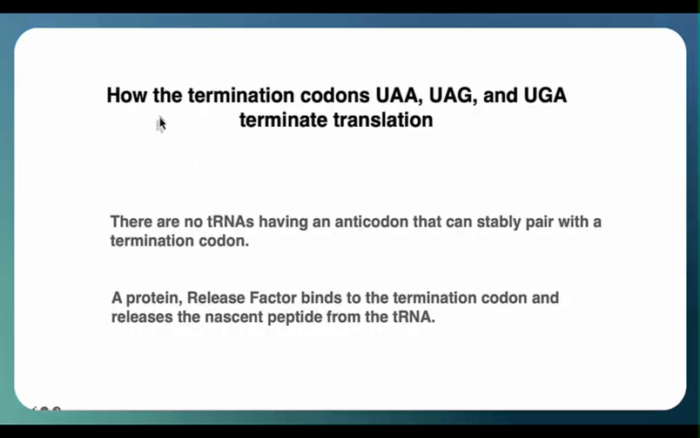Next topic is how the termination codons UAA, UAG, and UGA terminate translation. There are no transfer RNAs having an anticodon that can stably pair with a termination codon. A protein, release factor, binds to the termination codon and releases the nascent peptide from the transfer RNA.